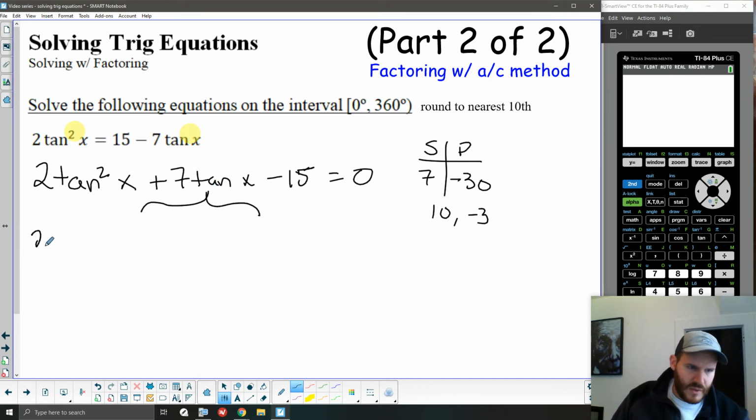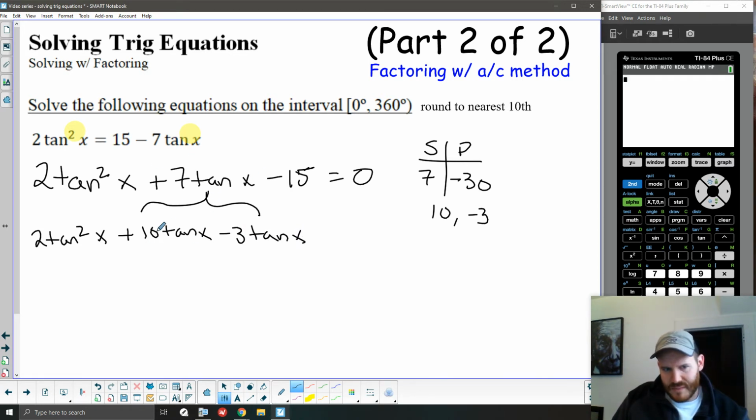Okay, so I'm going to have 2 tan squared of x. Then I'm going to use 10 tan x, so plus 10 tan x, and negative 3 tan x. And the reason I'm allowed to do that is 10 minus 3, well, that's just going to give me 7. So I haven't really changed this expression. I'm just re-expressing 7 as a combination of 10 and negative 3. Negative 15 is still there. And the whole reason I do that is so that now I can factor this by grouping.